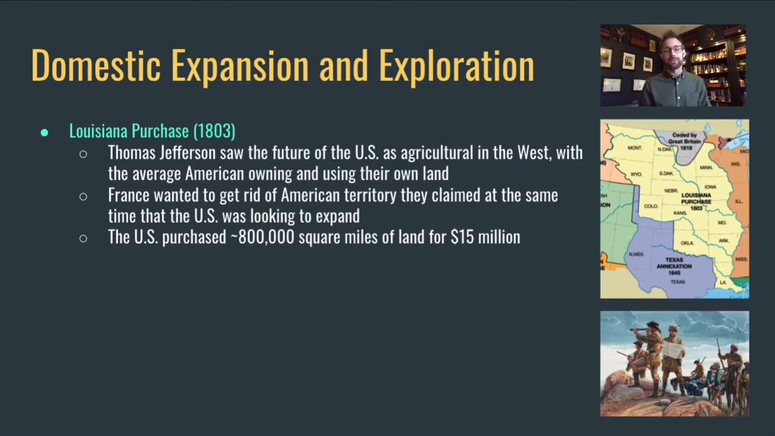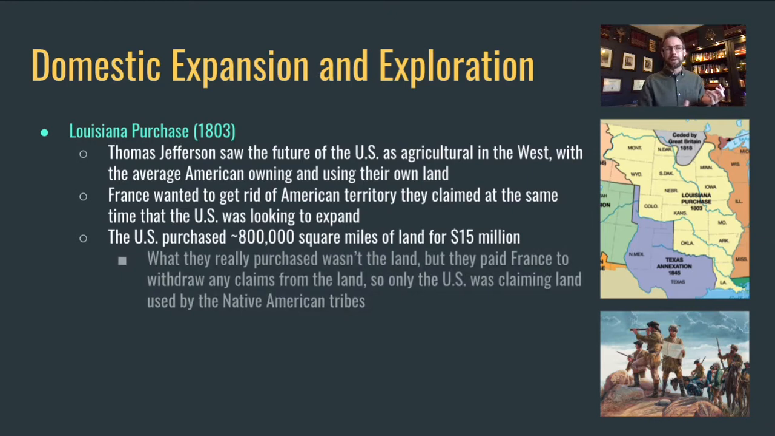800,000 square miles of land for 15 million bucks. That was about $18, $19 per square mile, which, even with inflation, was a fantastic deal for the time. So let's reflect on what the US actually purchased, though, because it seems like, wow, what a fantastic deal, all this land for people to move into. But what were they really buying?